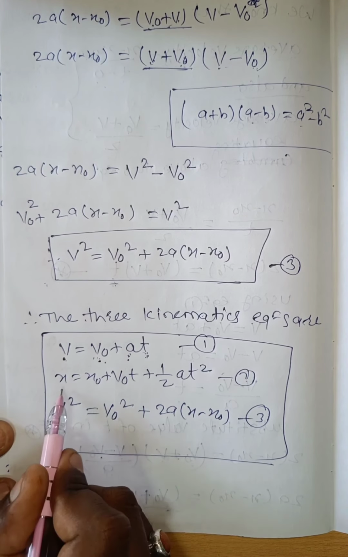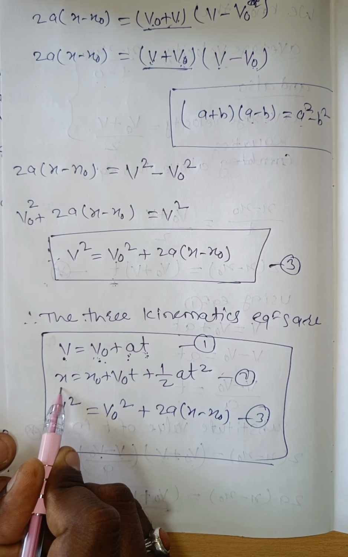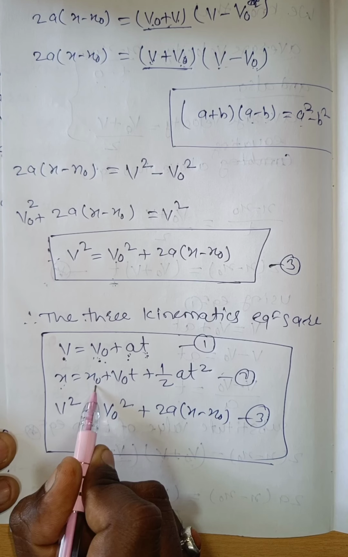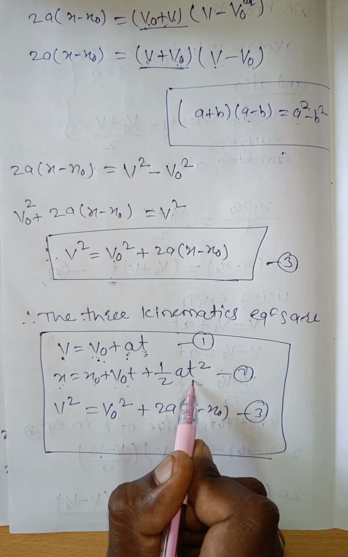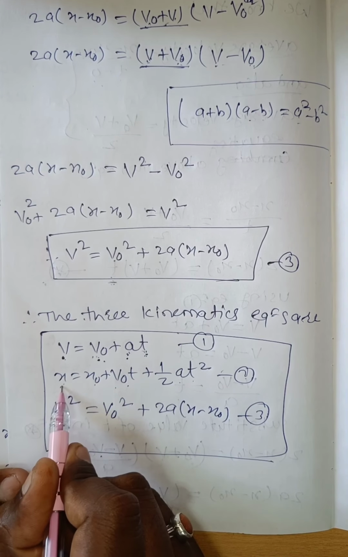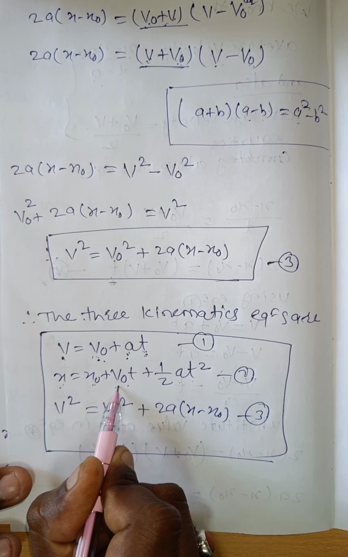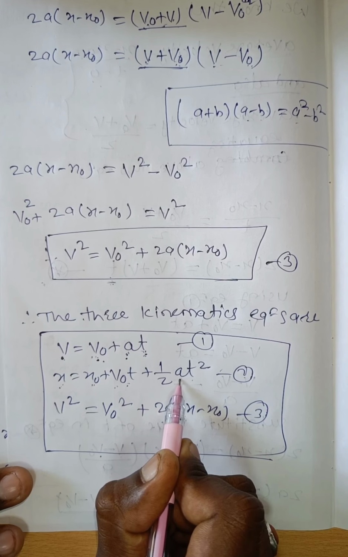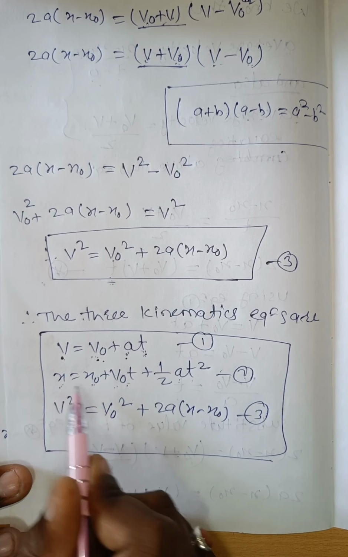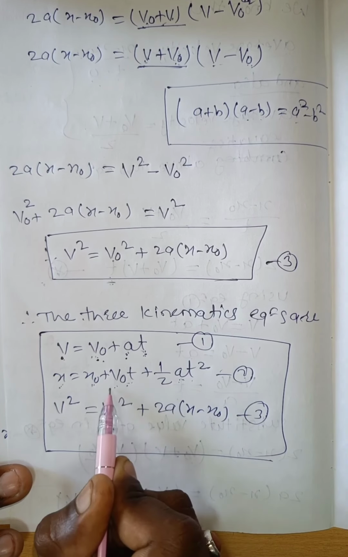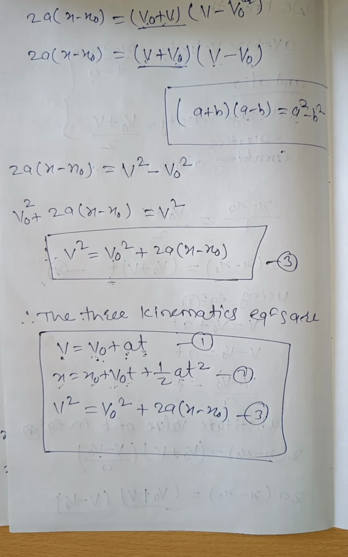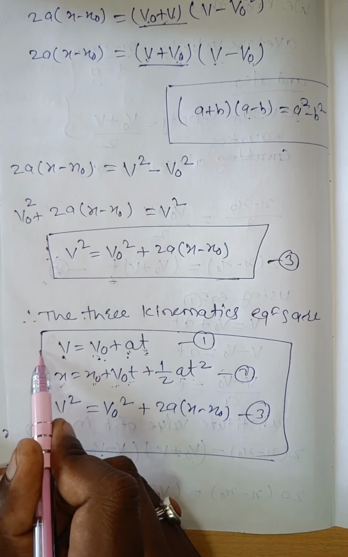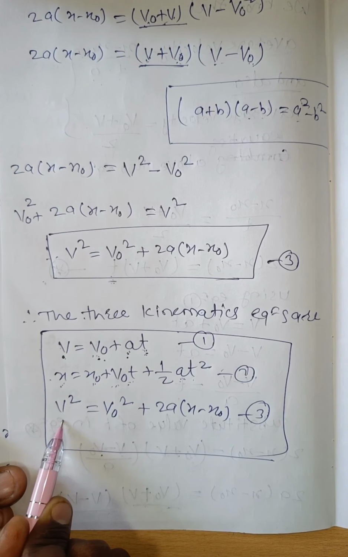In the second equation, x is final position, x naught is initial position, v naught is initial velocity, t is time, and a is acceleration. If they give initial position, final position, initial velocity and time, then we can easily find acceleration. If they give initial position, final position, time and acceleration, then we can easily find velocity. So if they give all those quantities and ask for the unknown, we use either equation 1, equation 2 or equation 3.